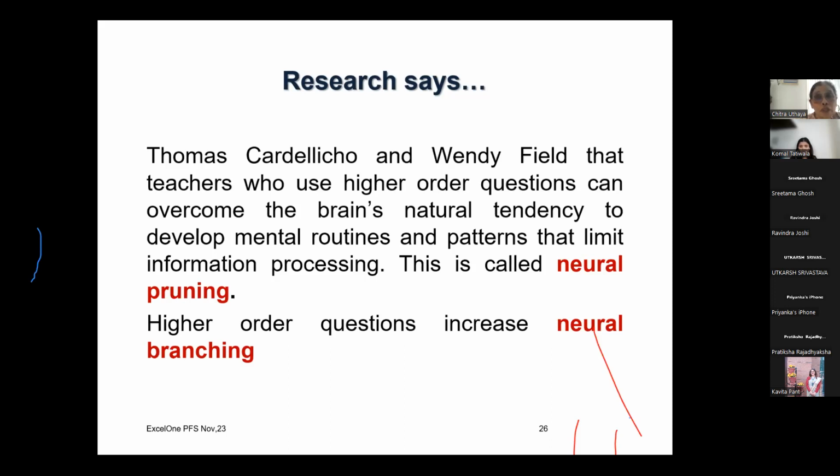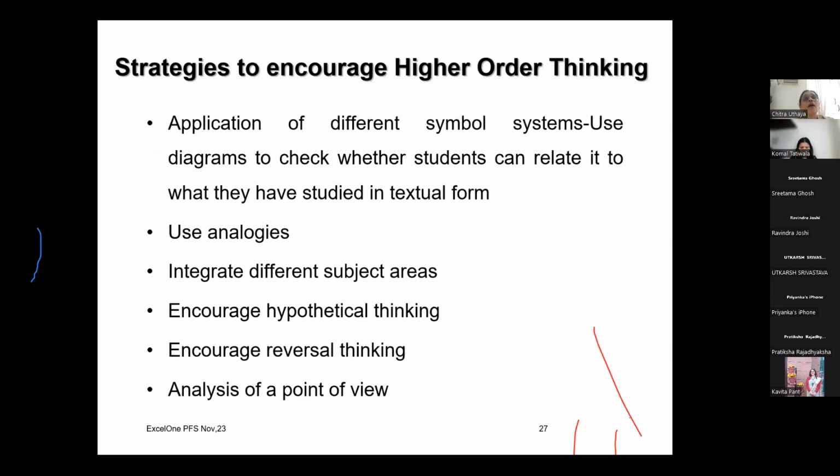So as we move, if we want our children to have these 21st century skills like critical thinking, creativity, problem solving, then we will need to increase the higher order questions so that we increase neural branching. Now, what are the strategies that we can use to encourage higher order thinking? This is where we are going to get into how we craft different kinds of questions. Whatever I told you until now was just background, but here we are going to get into the actual process of crafting different kinds of questions.